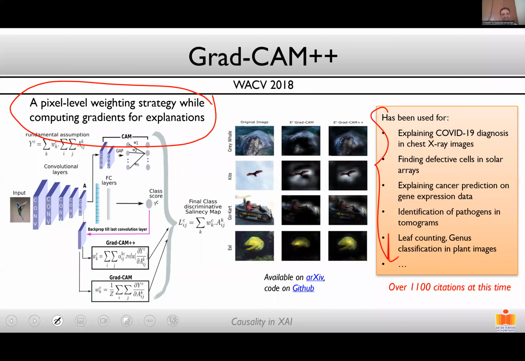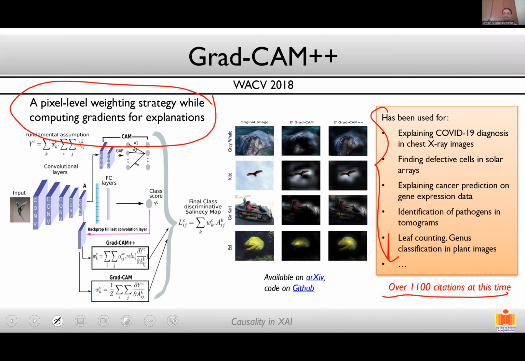It was used extensively during the COVID pandemic for explaining decisions of machine learning models on chest X-ray images, finding defective cells in solar arrays, explaining cancer prediction on gene expression data, identification of pathogens in tomograms, and so forth. So this work has a reasonable amount of citations at this point. And if you're interested, the work is available on arXiv or GitHub. You're more than welcome to look at it if you're interested in explainability for deep learning models on images and videos.